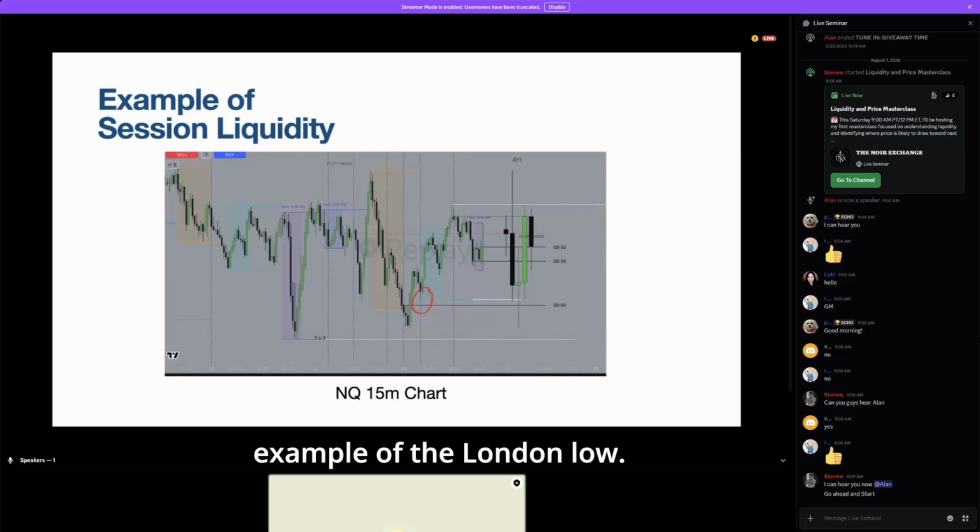So here I have an example of the London low, and then also if you look at the top, this orange little box, that would be the Asia high. And a reason that I really wasn't paying attention to that was just because we are making lower highs, as you guys can see. So at that point, I'm kind of bearish.